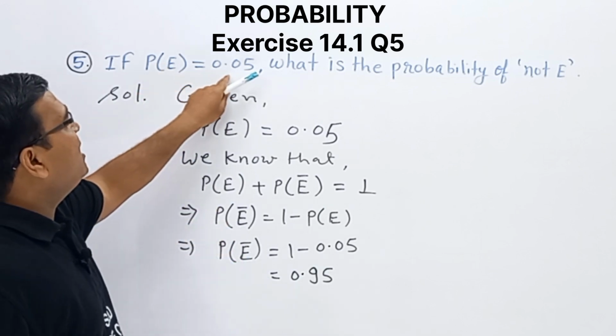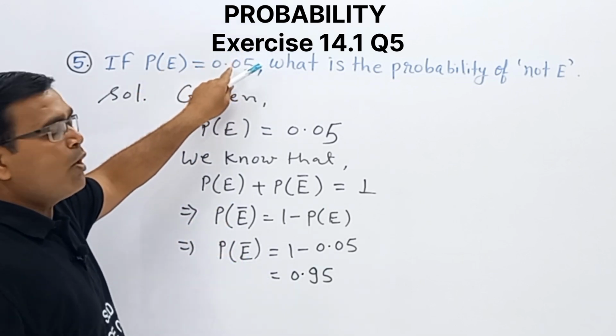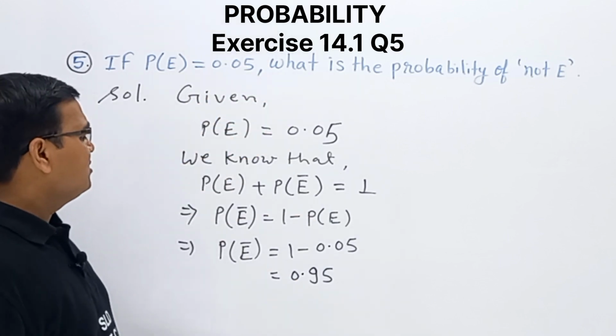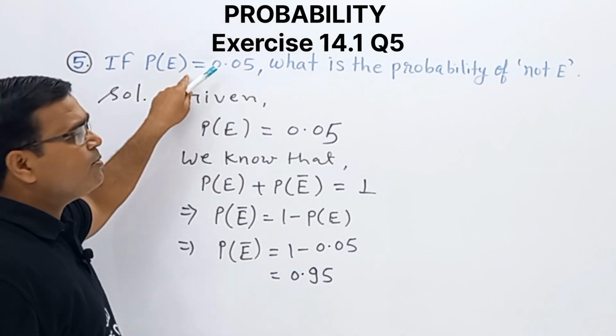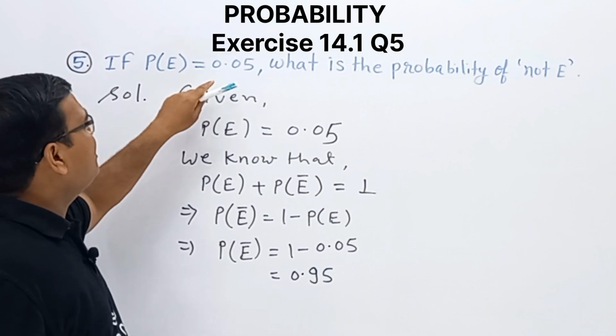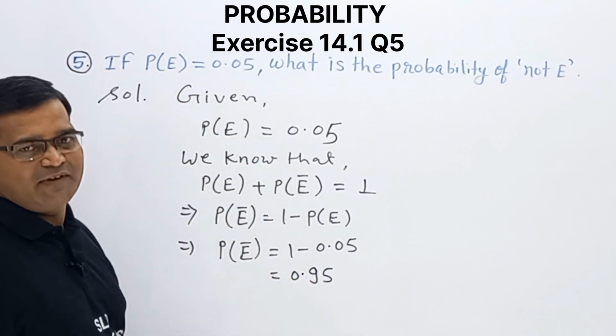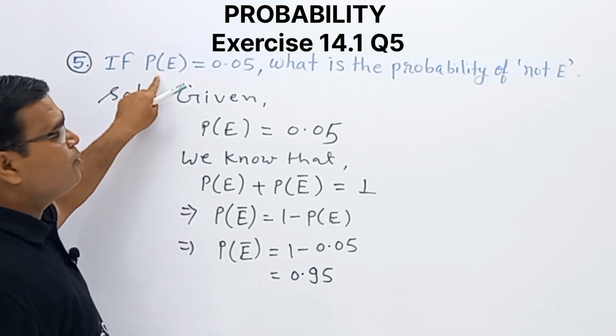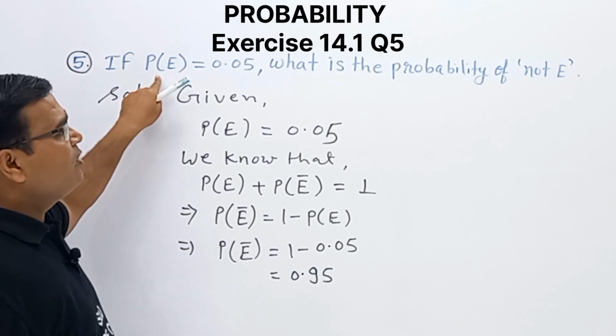The probability of the event we have is 0.05. The probability of not E is 0.95. So observe again, we have the probability of the event, and we want the probability of not event.